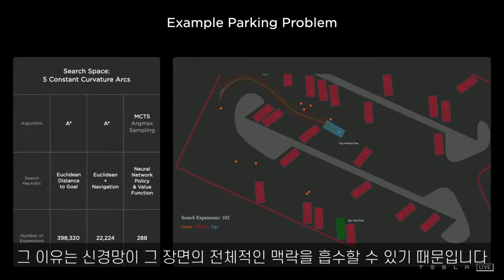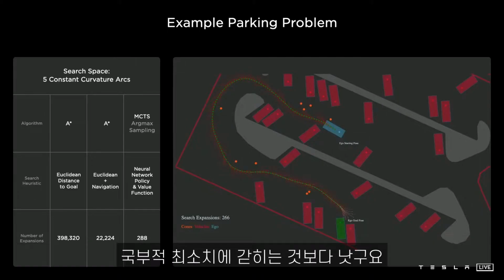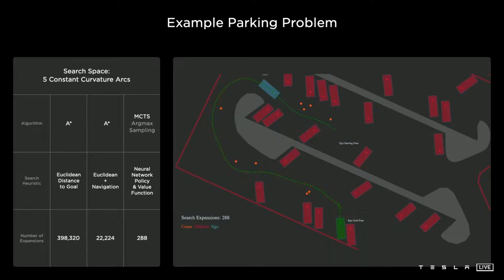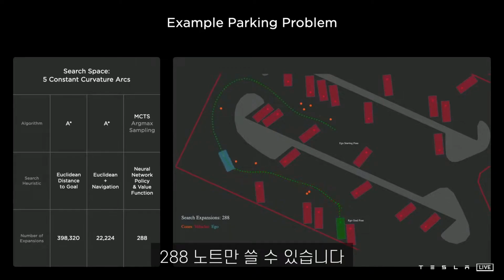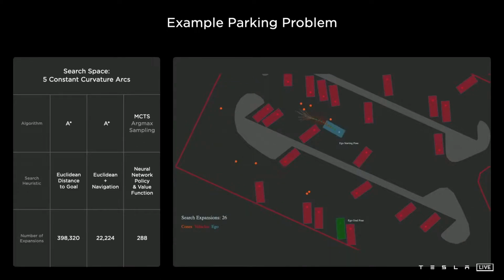The reason is that the neural network is able to absorb the global context of the scene and then produce a value function that effectively guides it towards the global minima as opposed to getting it stuck in any local minima. So this only takes 288 nodes, several orders of magnitude less than what was done in the A-star with the Euclidean distance heuristic.